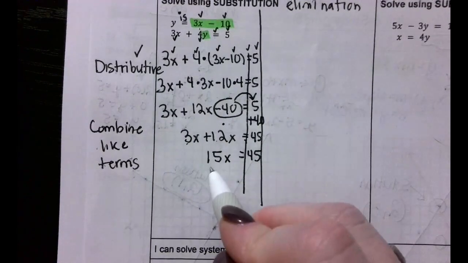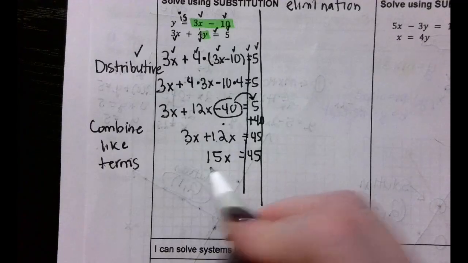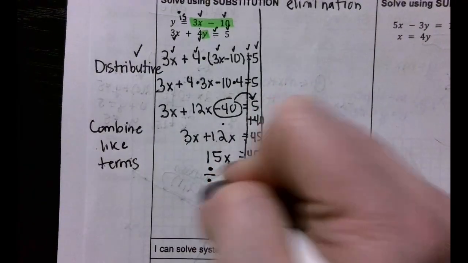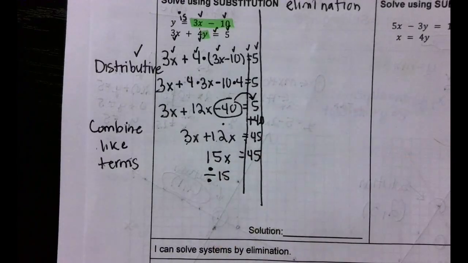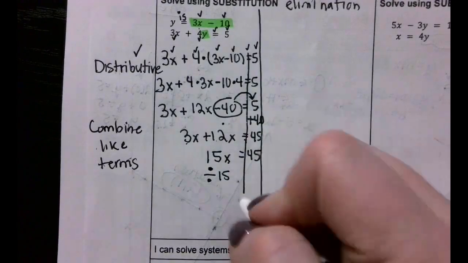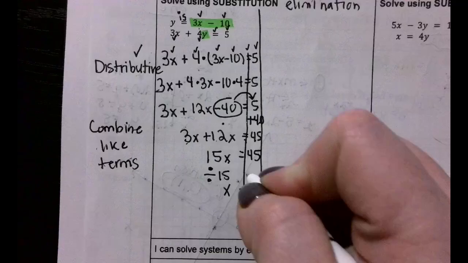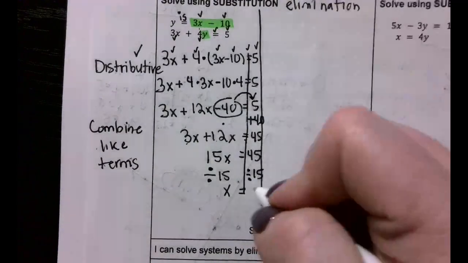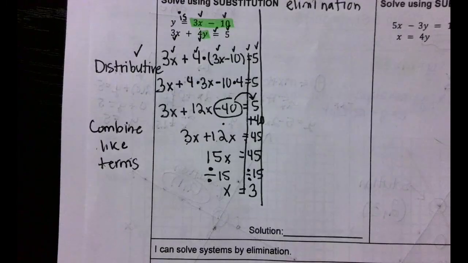I still have numbers over here though. And I don't want numbers. I want x by itself. So I'm going to divide this by 15. Because what this really means is I have 15 x's. And I only want 1 x. I don't want 15 x's. So I'm going to divide it by 15 to get what 1 x equals. 45 divided by 15 is 3.